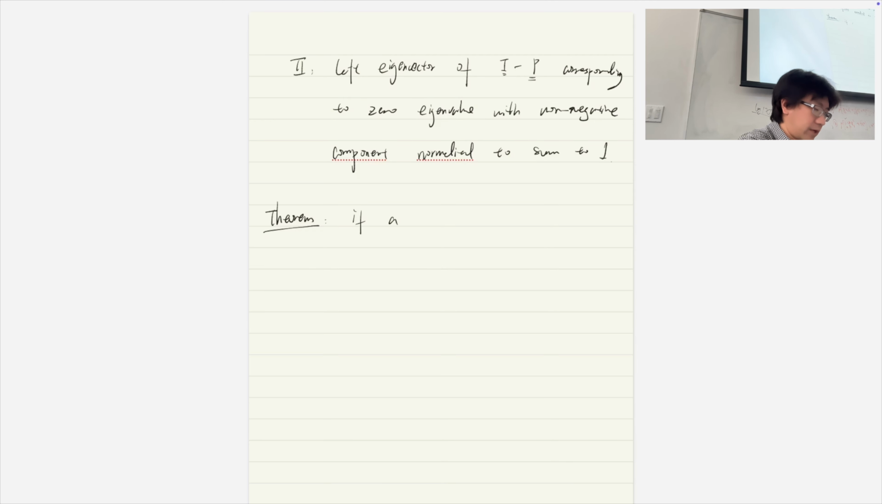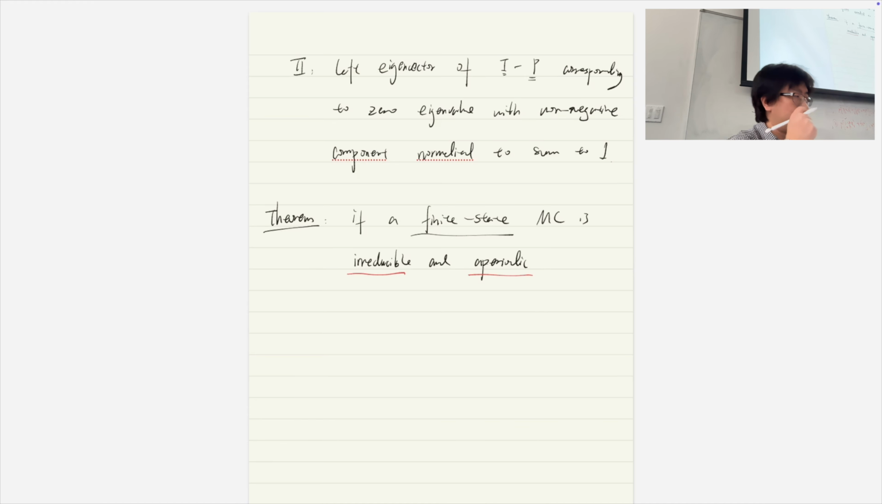So we say if a finite state Markov chain, we need to consider finite state here, satisfies 2 conditions: number 1, it is irreducible; number 2, it's aperiodic. Now the question is what is irreducible and what is periodic? Do you remember it? No? Okay. Irreducible basically means that in the Markov chain you can get from one state to any other state.